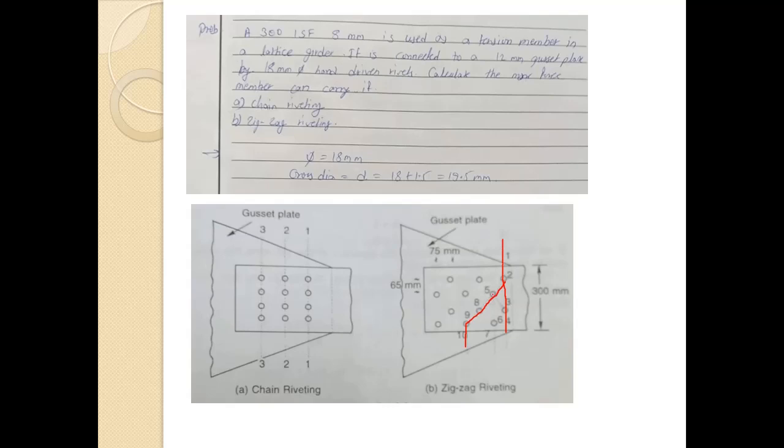The third way is 1 2 5 3 and 4. So this is another way. And another way is 1 2 5 6 7. So these are the different sections through which the failure can occur. Let me erase this. We are going to see the different scenarios and, accordingly, how much force the member can carry.